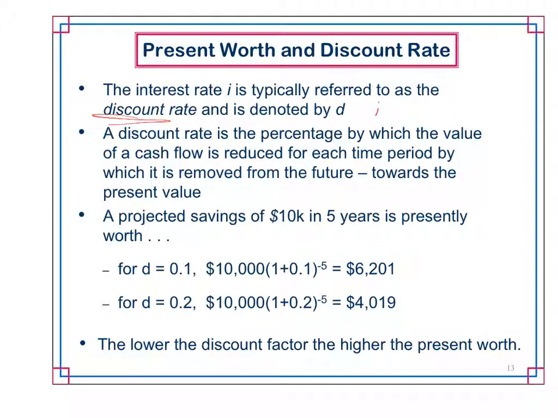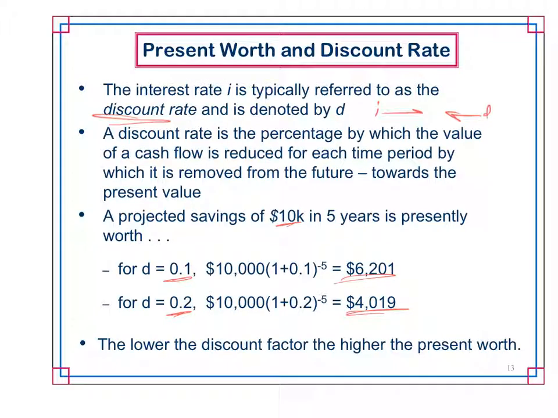So if you were to think about it, your interest rate goes this way, your discount rate goes in the backwards direction, okay? So if I'm going to have a projected savings of $10K in 5 years, what do I need to discount that by to figure out what it's worth? Well, if I have a 10% discount rate, that's worth $6,200 today. If I have a 20%, that is $4,000.